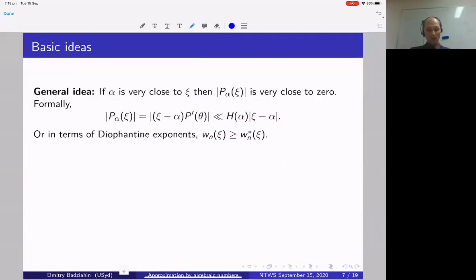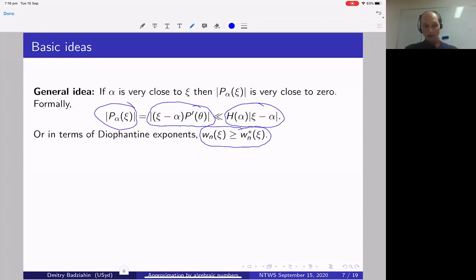So we start with some basic ideas. The most basic idea is: if alpha is very close to xi, that immediately implies that the value of a minimal polynomial of alpha at this point xi is very close to zero, right? That's not something hard. We can estimate the absolute value of P_alpha of xi as |xi - alpha| times the derivative of this polynomial at some point between xi and alpha. This is just basic calculus. And that can be estimated as H(alpha) times |xi - alpha|. If we write it down in terms of Diophantine exponents, that gives us this inequality: w_n of xi is always at least w_n star of xi.